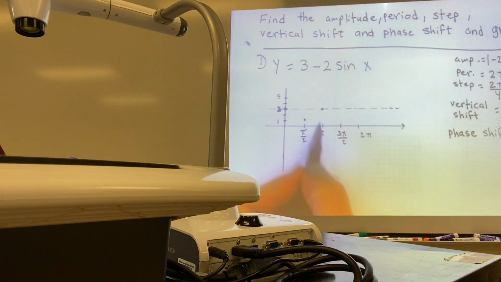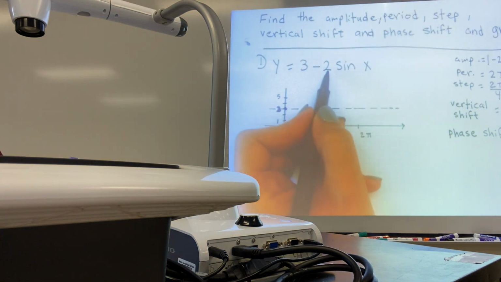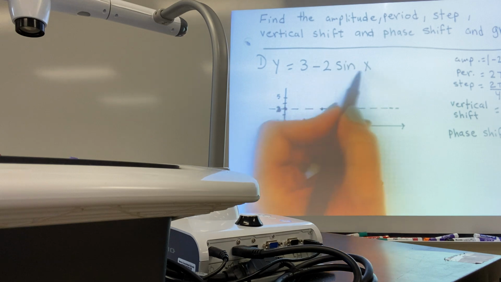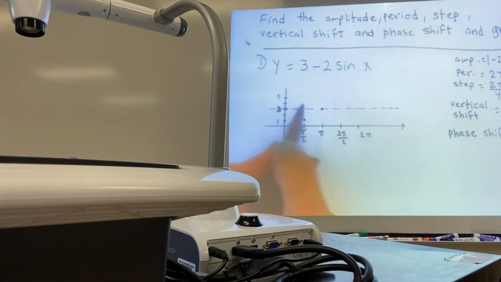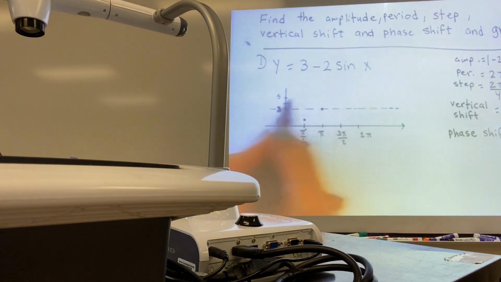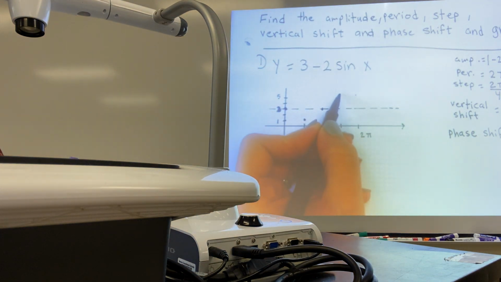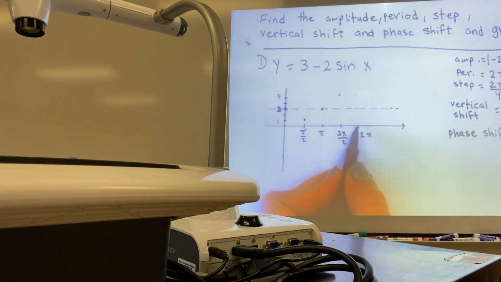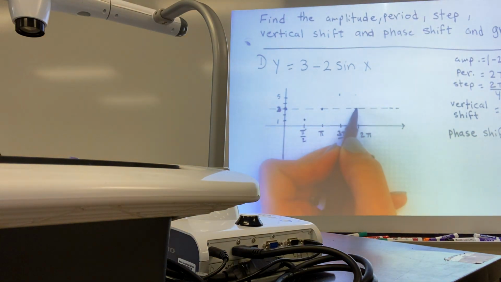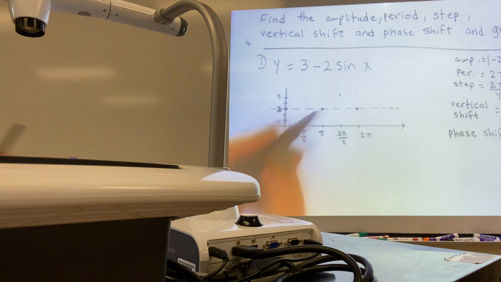Okay, because sine of pi is 0 times 2, that's still a 0. 3 minus 0, that is a 3. Next we have x is 3 pi over 2, that will take me up to 5. Okay, and when x is 2 pi, it will take me to 3. Here I have all of my points.